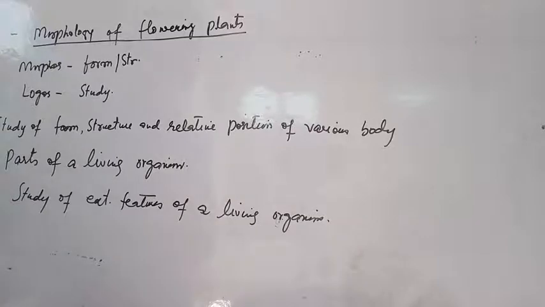Morphology is a combination of two words. Morphos means form or structure, and logos means study. So we can define it as the study of form, structure, and relative position of various body parts of a living organism, or simply as the study of external features of a living organism. That is morphology.